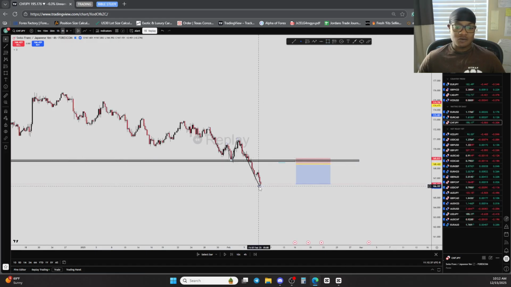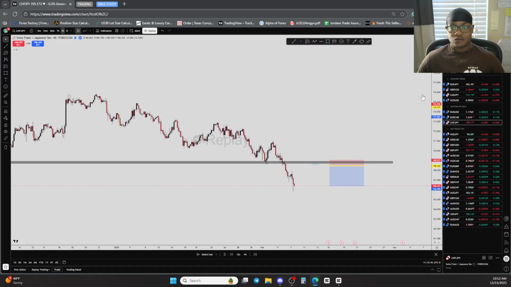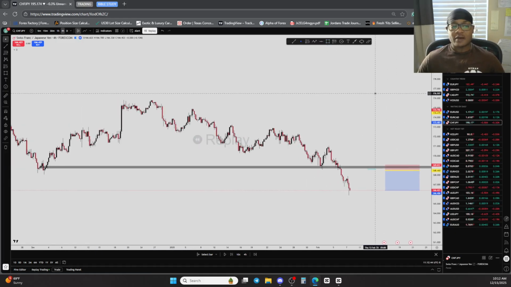We have my zone marked off. Can we use this zone as an entry level? Well, that depends on how many rejections price has shown us towards this recent break of structure. Since we marked it off, since we know that this is the last break of structure, our objective now is to count the number of rejections price has shown us.